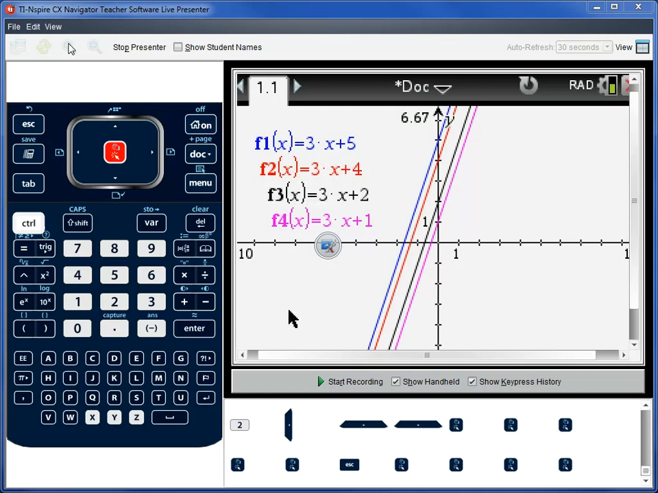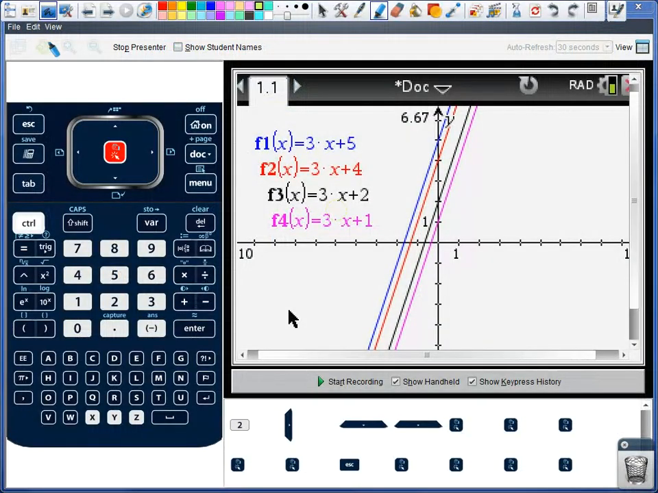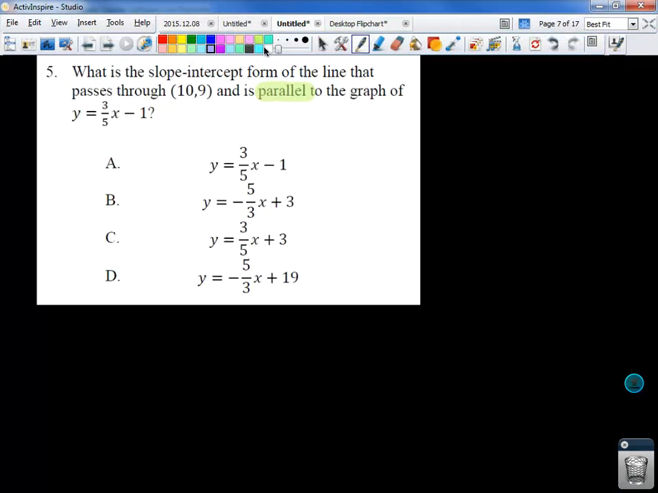Each one of these lines has a different y-intercept, but if you notice, they all have something in common. They all have a slope of 3. So I guess it means to be parallel is to have the same slope.